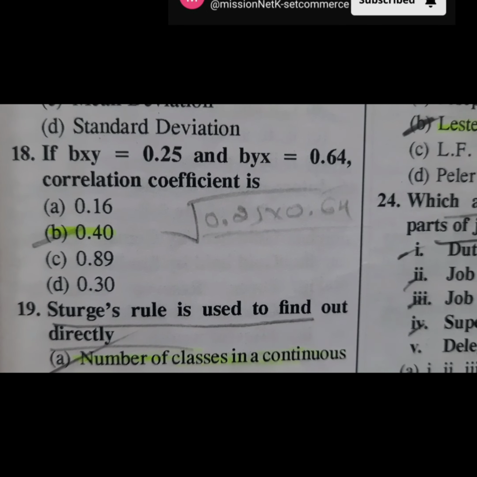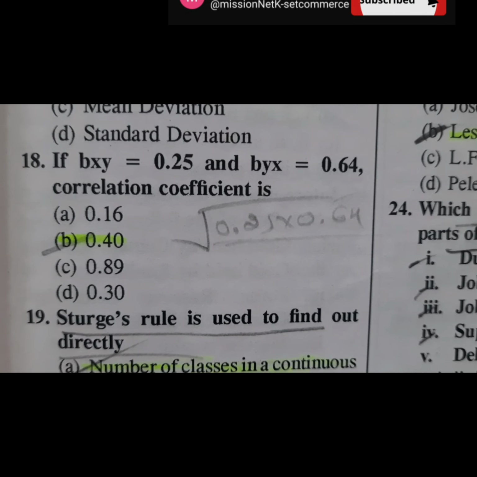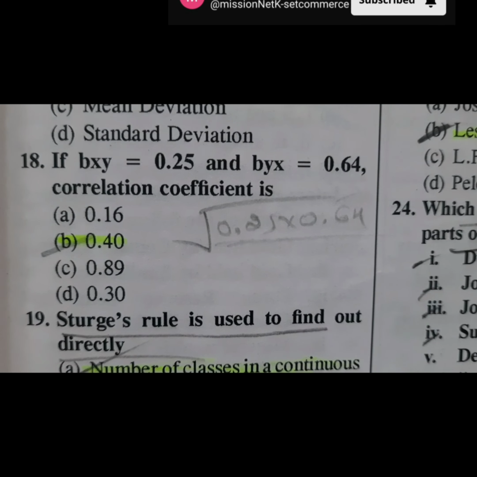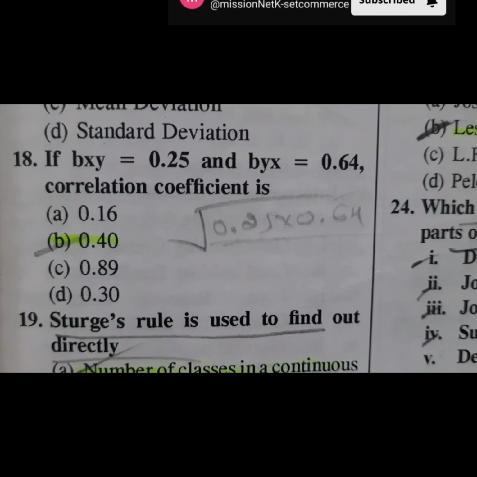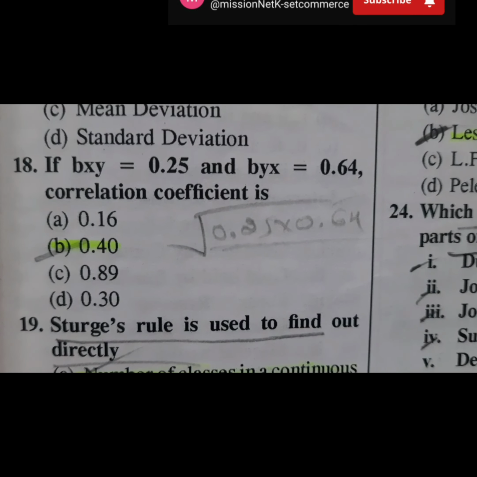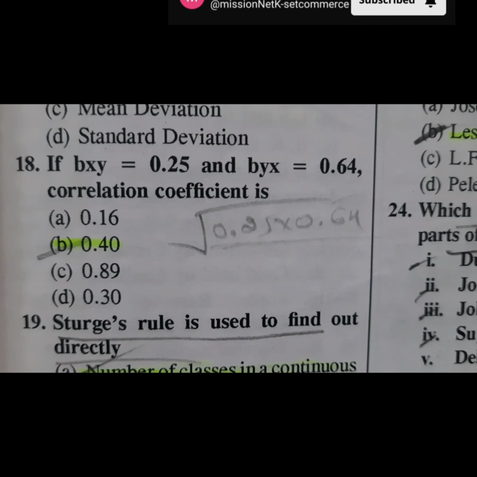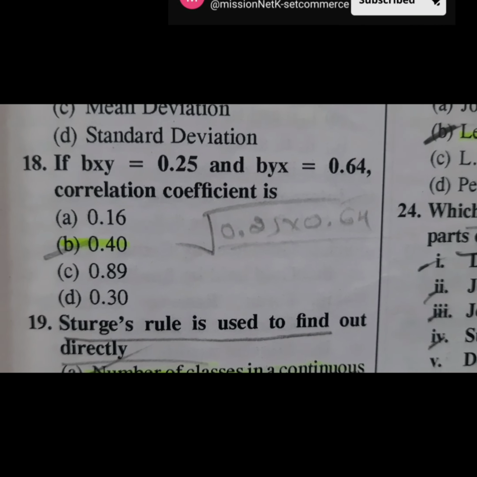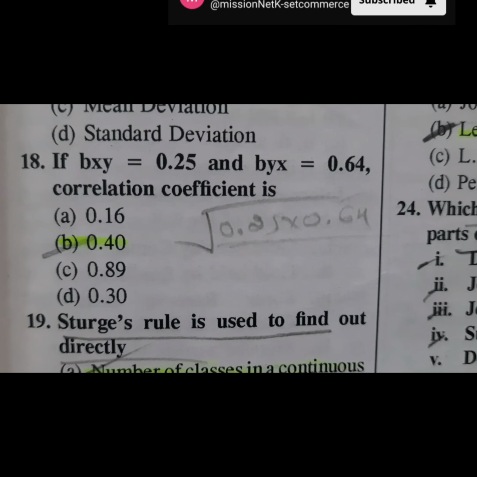Then the next one is, if bxy is equal to 0.25 and byx is equal to 0.64, correlation coefficient is. Here 4 options are given below. The right answer is option B, 0.40.